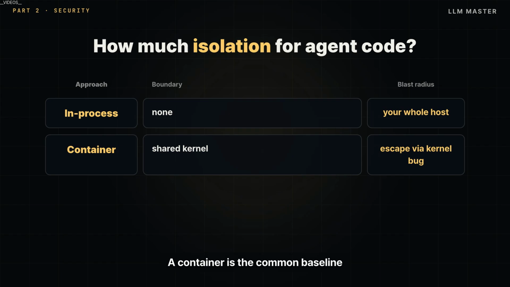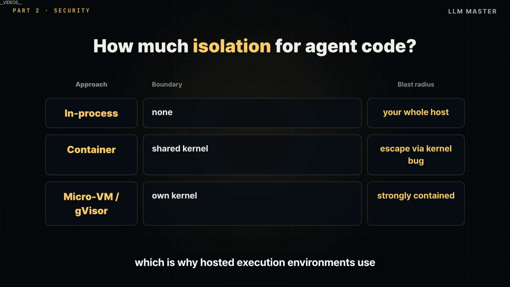A container is the common baseline, but it shares the host kernel, so a kernel exploit escapes it. Stronger isolation, a micro VM or a gVisor-style layer, gives each run its own kernel boundary, which is why hosted execution environments use them.